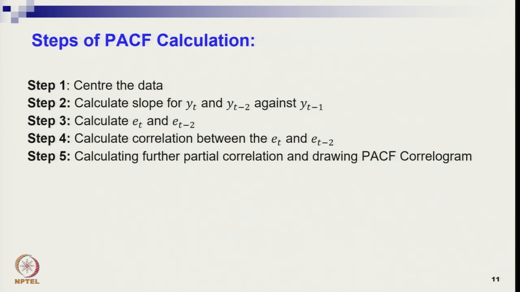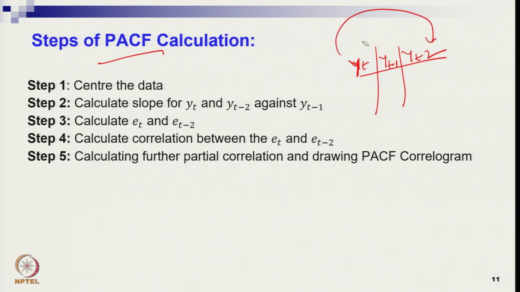Now, what are the steps? I have already mentioned the simple partial correlation calculation steps. The same calculations we'll be using here. But in that case, we talked about x1, x2, and x3, and we saw the impact of x3 on x1 and x2. That we are not going to do here. What we'll do is consider yt current, yt minus 1 (yesterday) and yt minus 2 (day before yesterday). We want to see the PACF between yt and yt minus 2. Rather, I would write the arrow this side: the impact of yt minus 2 on yt, the correlation we want to calculate.